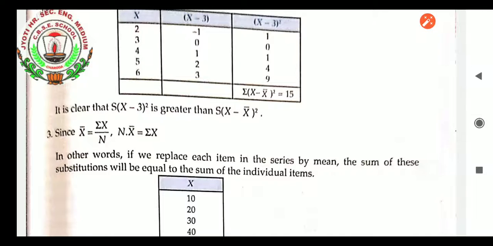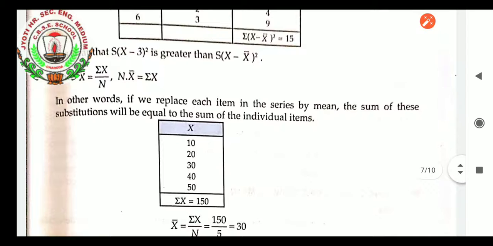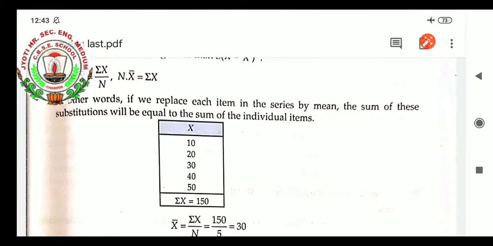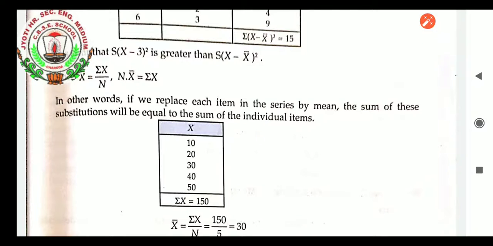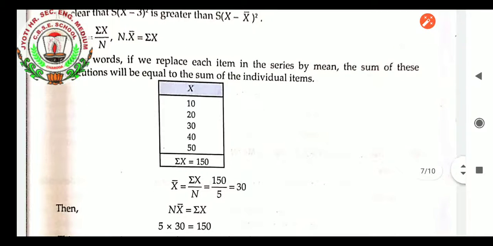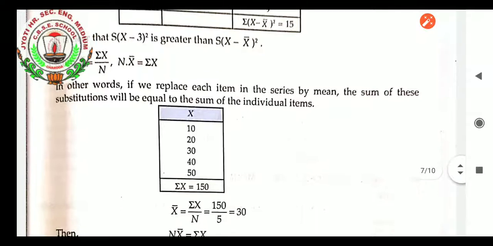Since mean equals sum of x upon n, n into mean equals sum of x. In other words, we replace each item in the series by the mean. The sum of these substitutions will be equal to the sum of the individual items. This we have done in the missing frequency questions.